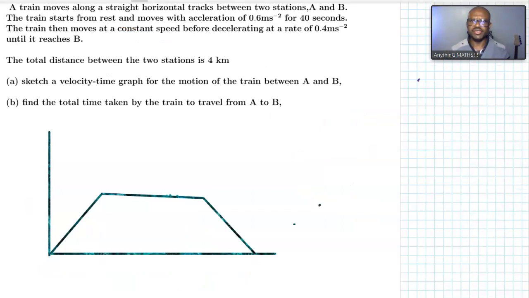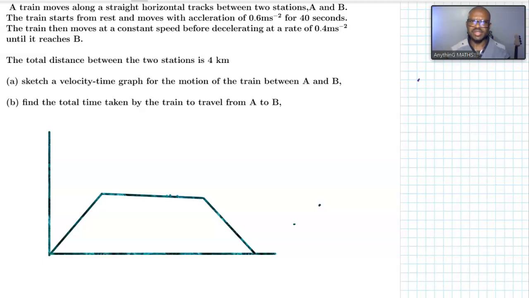The question is, a train moves along a straight horizontal track between two stations A and B. The train starts from rest and moves with an acceleration of 0.6 meters per second squared for 40 seconds. The train then moves at a constant speed before decelerating at a rate of 0.4 meters per second squared until it reaches B. The total distance between the two stations is 4 kilometers. Sketch a velocity time graph for the motion of the train between A and B.